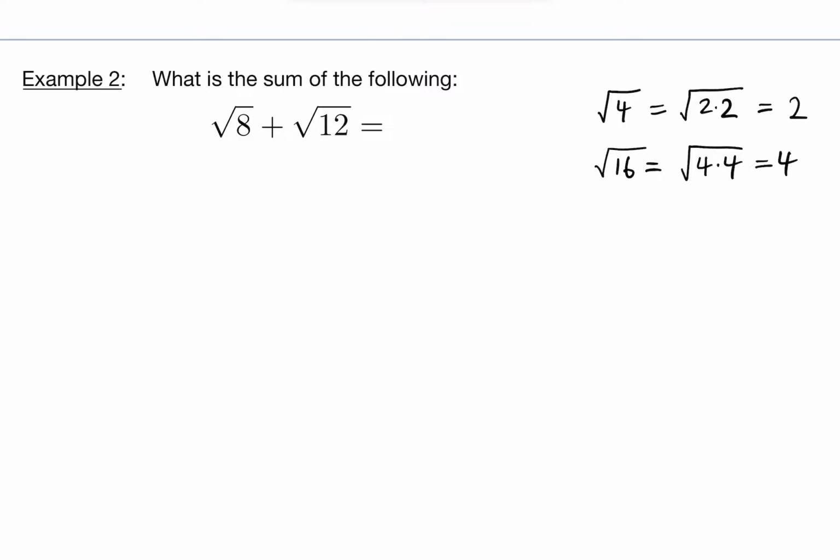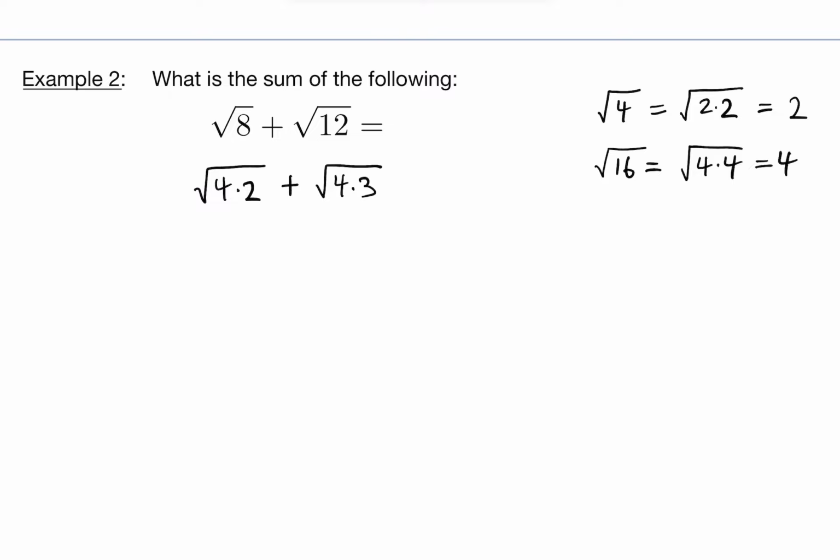So in this example, square root of 8, we want to think about factors of 8. And the factors of 8 are 4 times 2. We're going to do the same thing for the next one, and we're looking for factors of 12. There are two different sets of factors: 6 times 2 and 4 times 3. We are going to choose 4 times 3 because 4 is a perfect square, and we can easily take its square root in the next step.